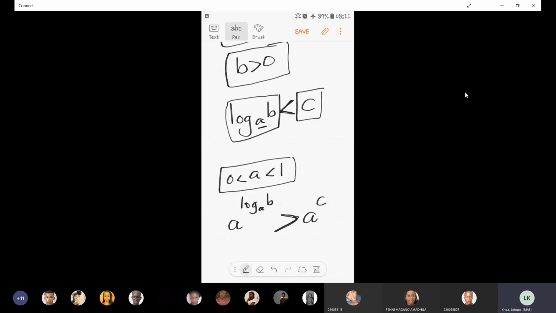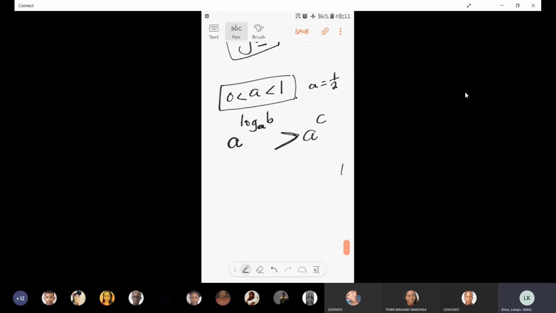This is when a is between 0 and 1. For example, if a is equal to a half, then your inequality changes direction. And then we know that if I have a base a of my exponent and a base a of my logarithm, this from your laws of logarithms is just equal to b. So I will have b is greater than a to the power of c. And you know how to solve these ones.